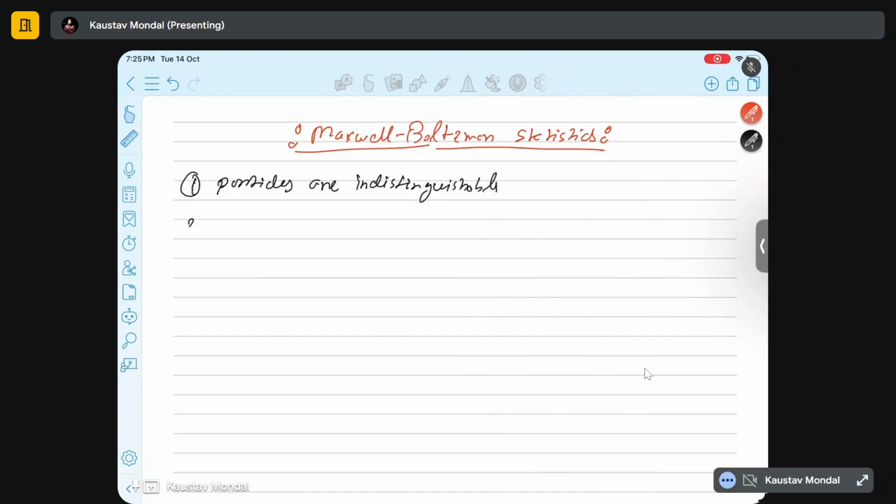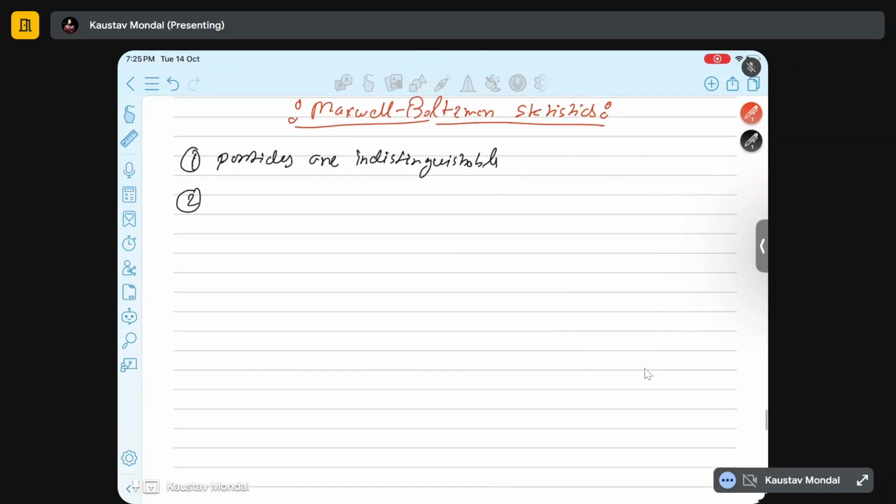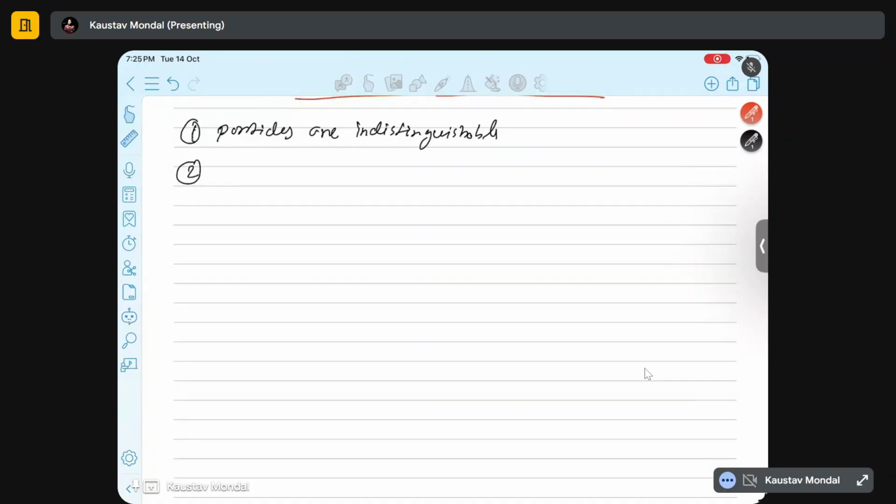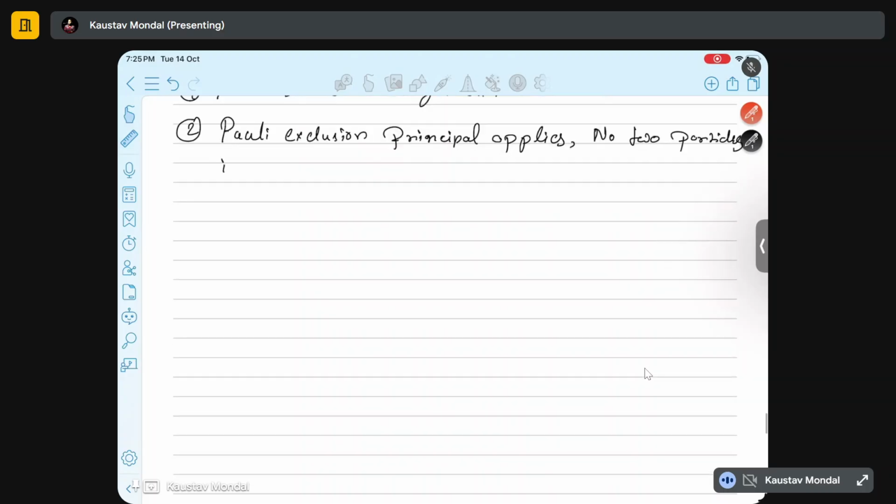Next thing is, the Pauli exclusion principle applies to particles in the same energy level.